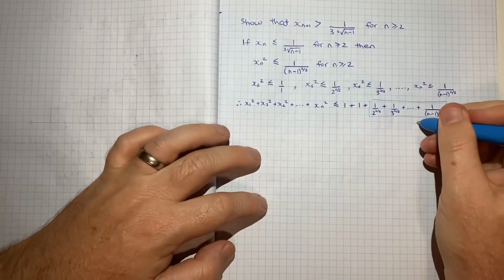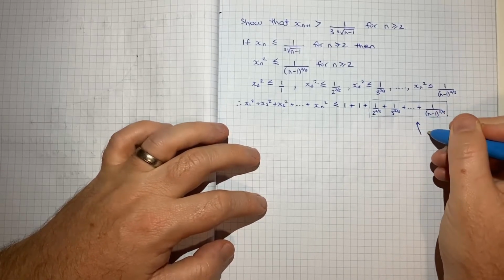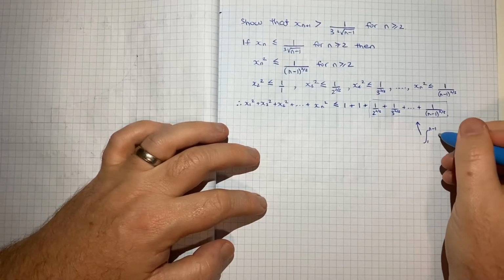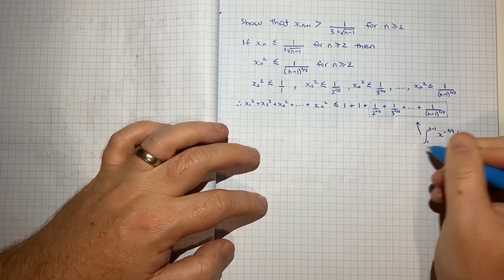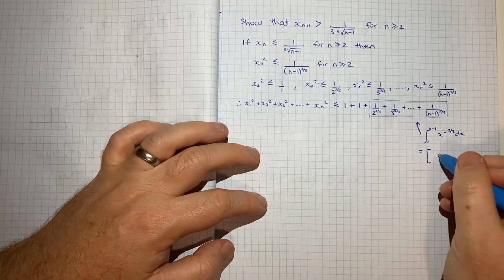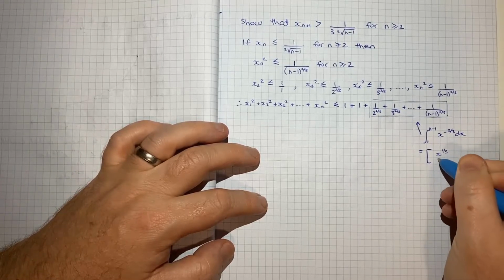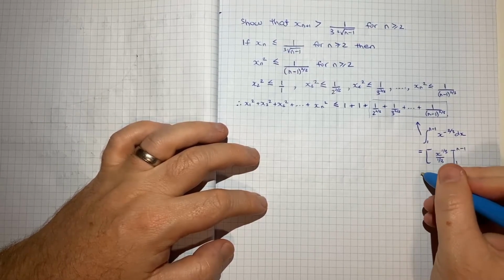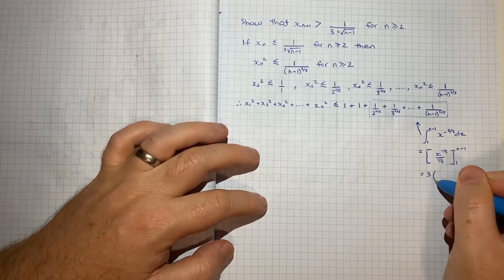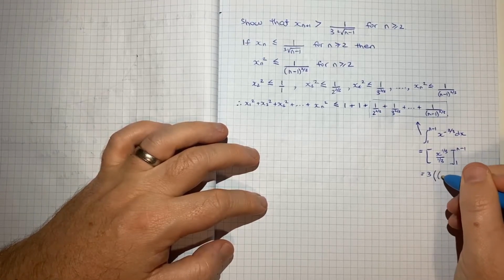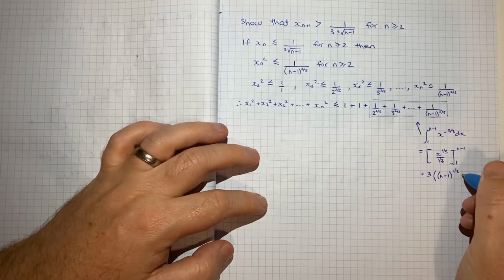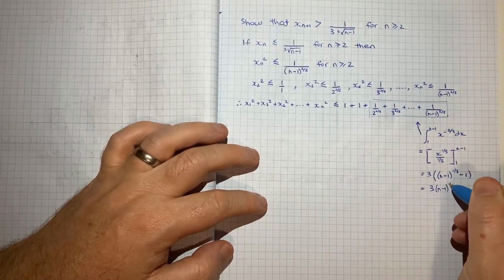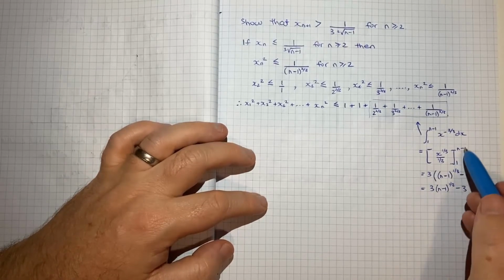So if I just say over to the side, this is less than or equal to the integral from 1 to n minus 1 of x to the negative 2/3 dx, which is equal to, so we'll get x to the third on a third, from 1 to n minus 1, which will give us 3 times n minus 1 to the third minus 1, and I'll just write that as 3 n minus 1 to the third minus 3.